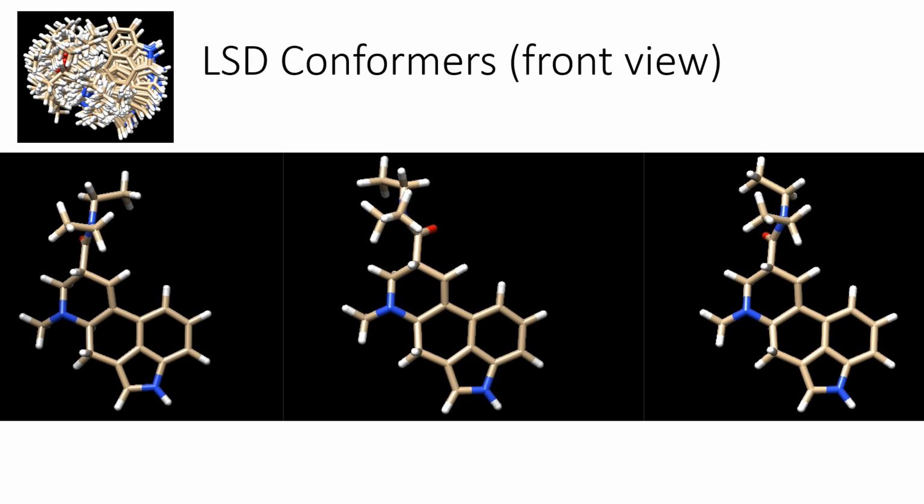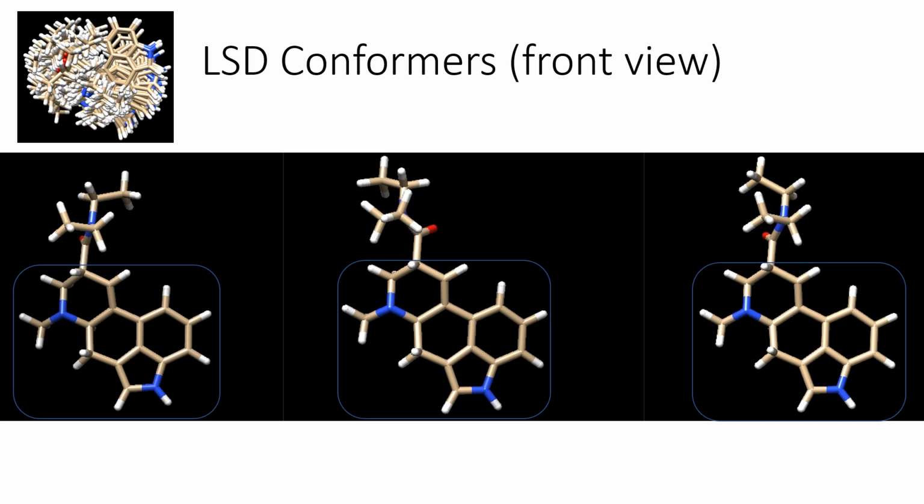In the first picture on the left, we see LSD. It has an ergoline ring system. Most ring systems are very rigid and thus cannot move, which is why we observe in the other two conformers it's in the same exact orientation in space.